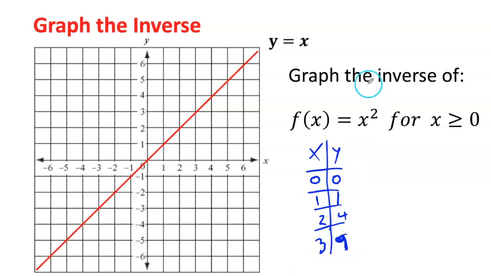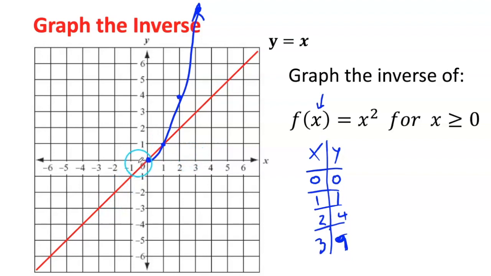Let's plot these values and graph my function: (0, 0), (1, 1), (2, 4), (3, 9), something like around there. Now for this, it's good for me to know what shape my graph is. Remember, this is a parabola, so it's a curve and it goes up. It's a curve, not a straight line.